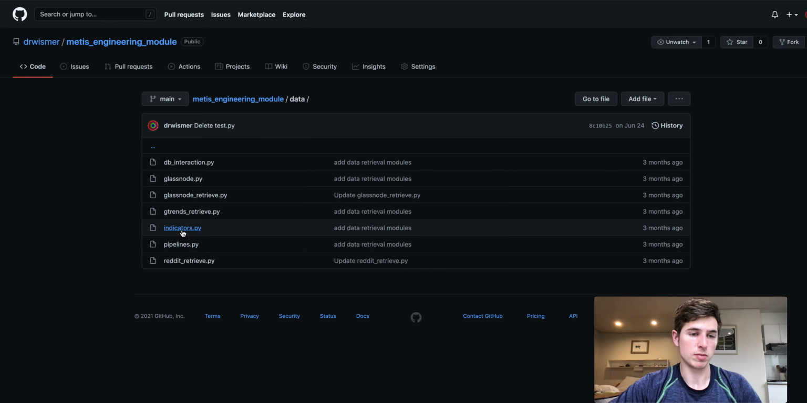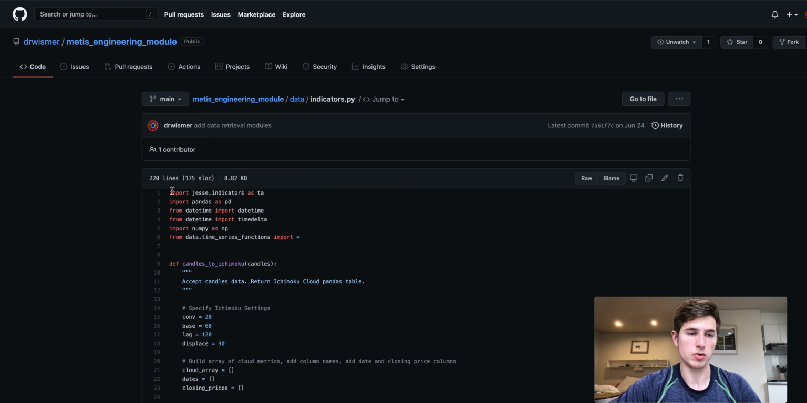This is an indicators module, and so what this is doing is using some Jesse.trade built-in functions and also some custom functions that I've built in order to take this price information that I have and calculate a variety of trading indicators, which I've put on the dashboard, and you'll see what these look like here in a bit.